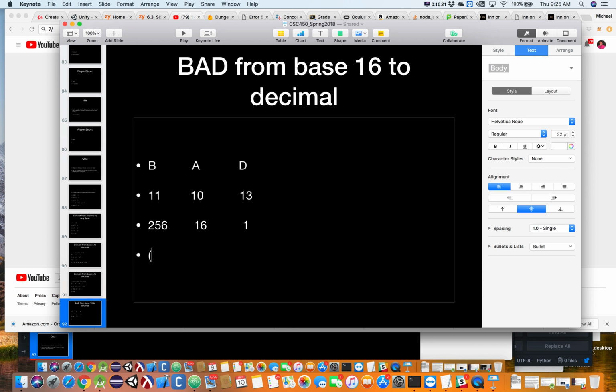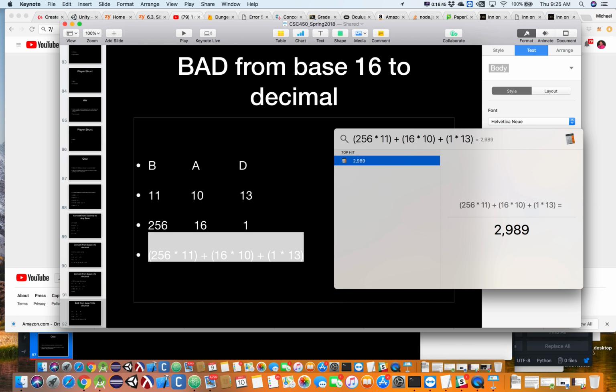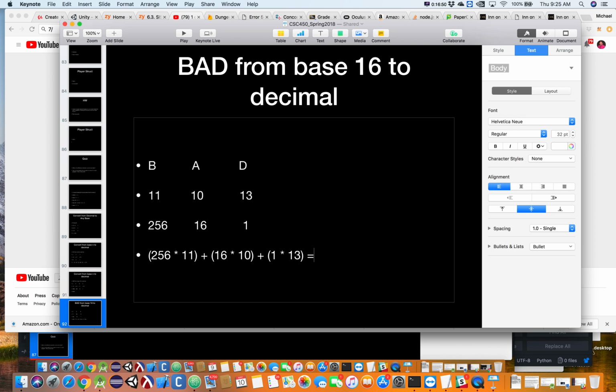Then what's the math? It would be the 256 times 11, plus the 16 times 10, plus the 1 times 13, which is 2989 in decimal. That's your final answer.